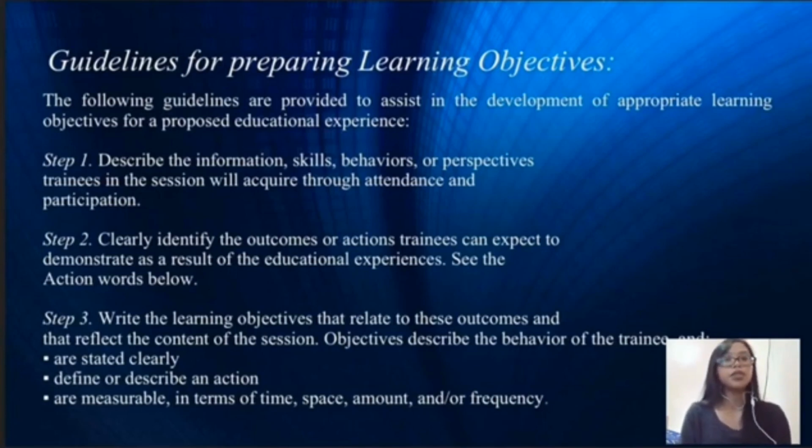Step 2, clearly identify the outcomes or actions trainees can expect to demonstrate as a result of the educational experiences. See the action words below. Step 3, write the learning objectives that relate to these outcomes and that reflect the content of the session. Objectives describe the behavior of the trainee, and it should be stated clearly, define or describe an action, and it should be measurable in terms of time, space, amount, and/or frequency.